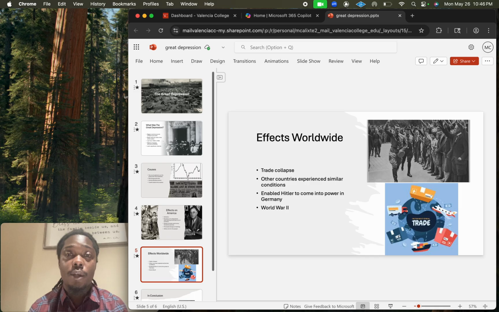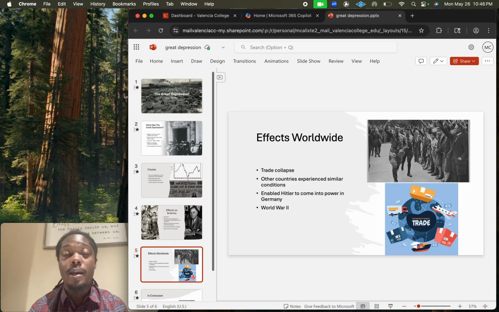When this trade network experienced a collapse, countries became unable to stimulate their economy, and they faced similar struggles as the United States, causing them to make changes such as devaluing their currency.